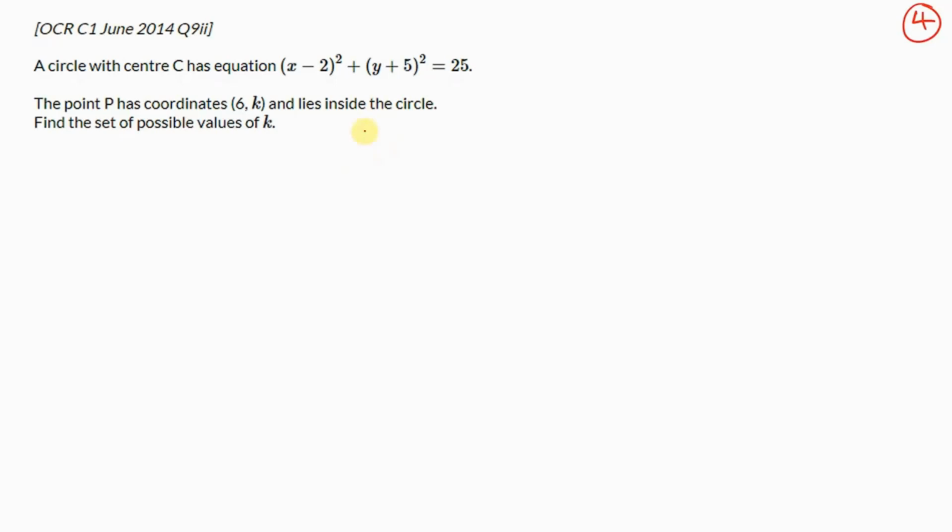So reading the question, we've been given an equation of a circle where we can find the centre and we can find the length of the radius quite easily. The centre is 2, minus 5. Am I going to write that? There we go. So the centre is 2, minus 5, and we know the radius is 5.